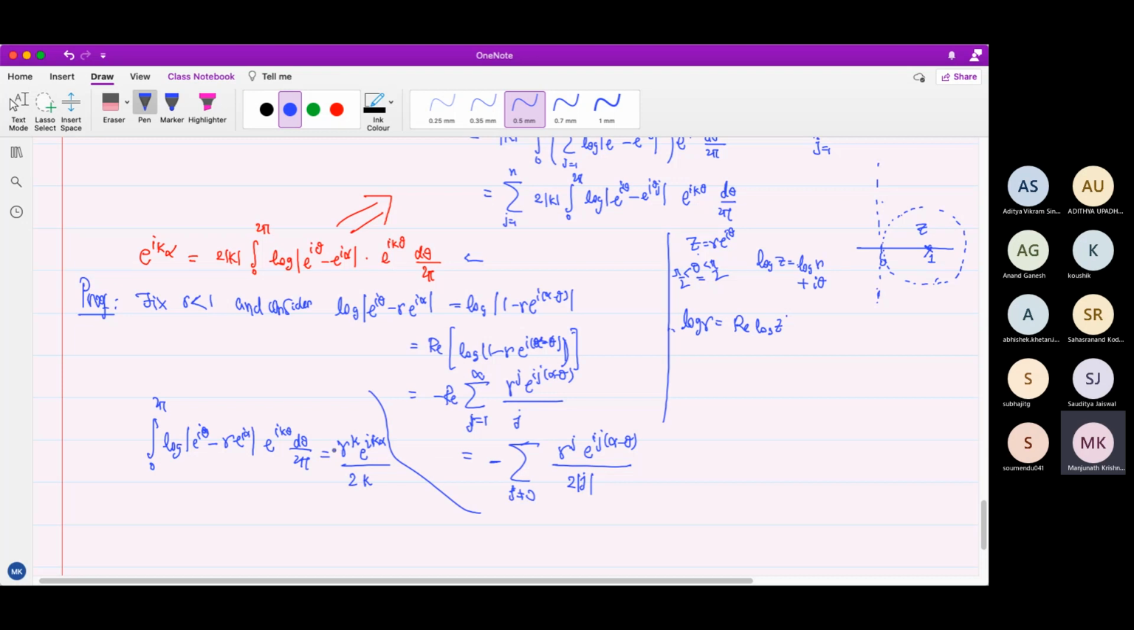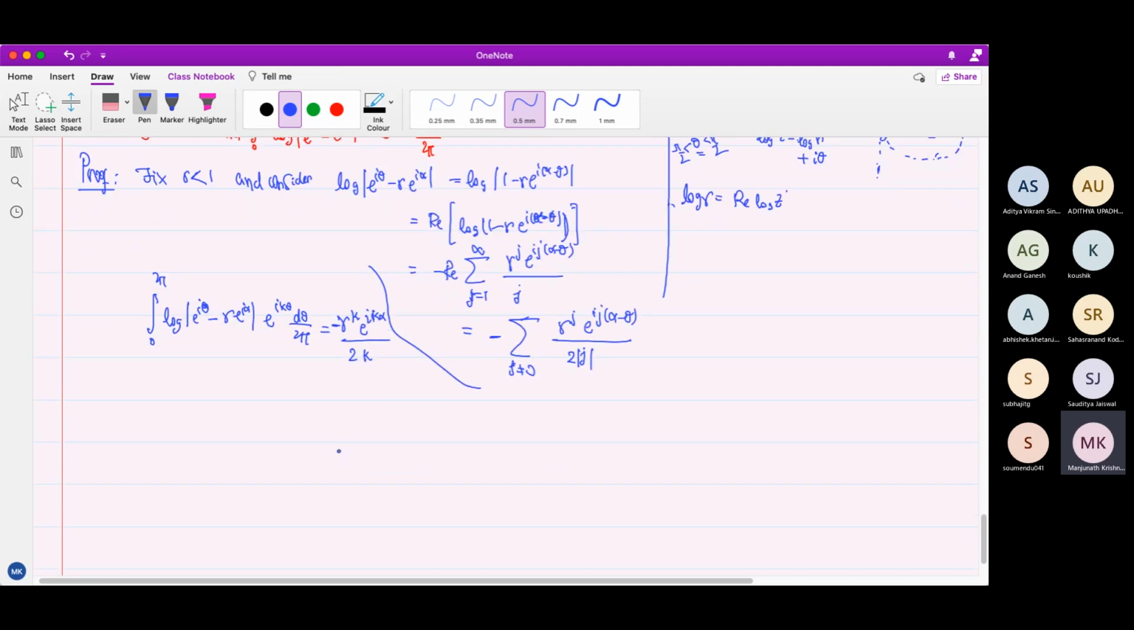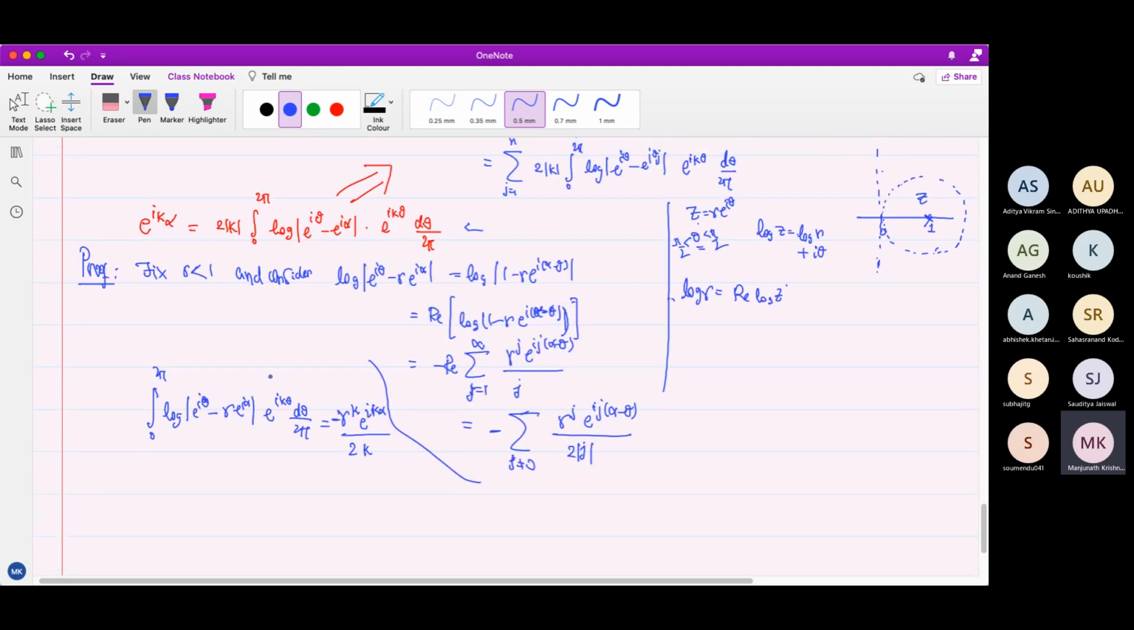So maybe there is a, what is it? If I integrate against e to the i k theta, here the j equal to k term alone comes. So there is an overall negative, it looks like. Is that right? Okay, there seems to be a negative. Maybe it is there, maybe it's not there. More or less we have the answer here, 2 mod k.